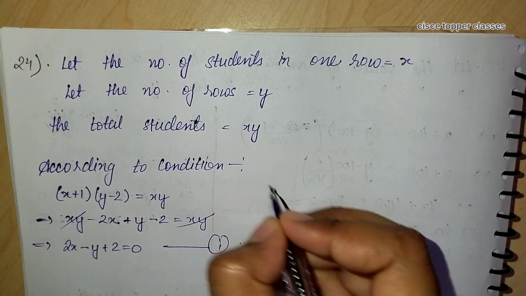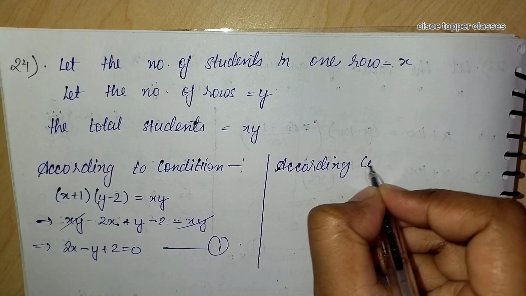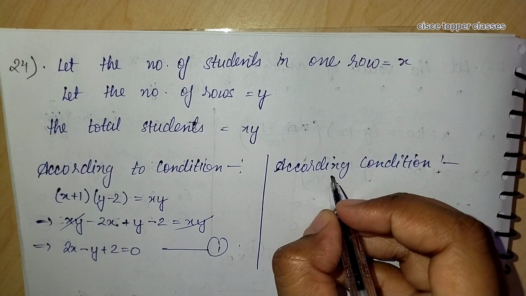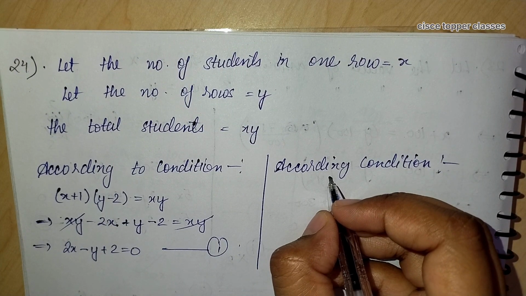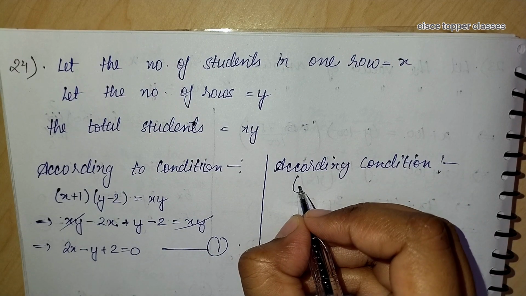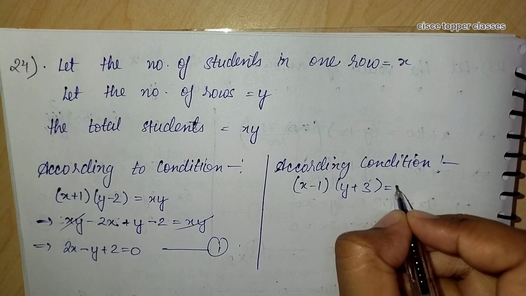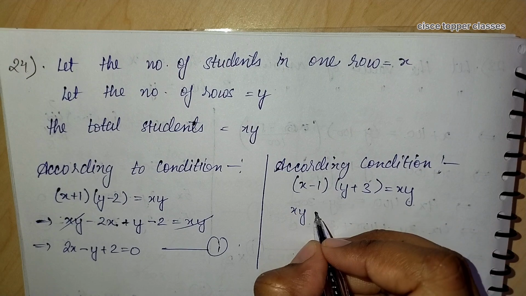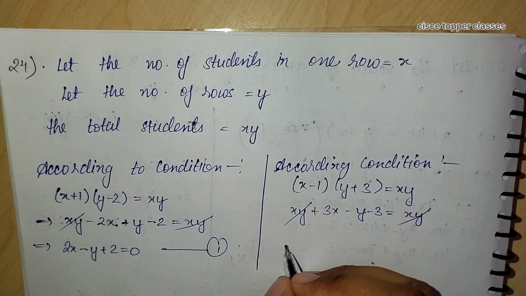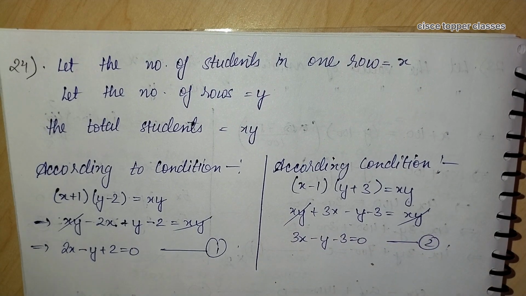Now, according to condition second, if one student is less in a row, there would be three rows more, which will be equal to xy. So here also xy plus 3x minus y minus 3 equal to xy. This will be cancelling out. Here it will be 3x minus y minus 3 equal to 0 as the second equation.